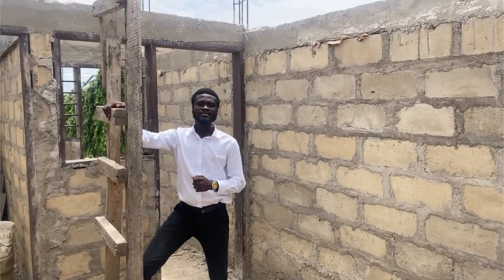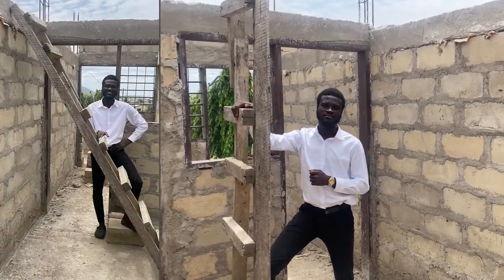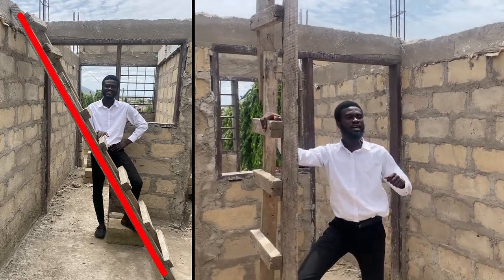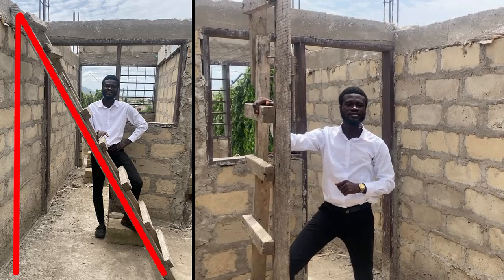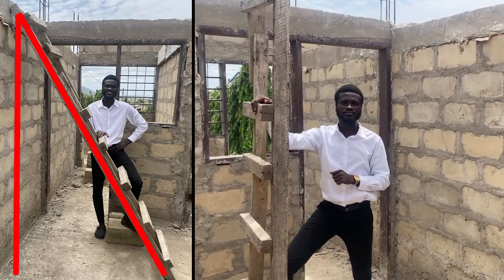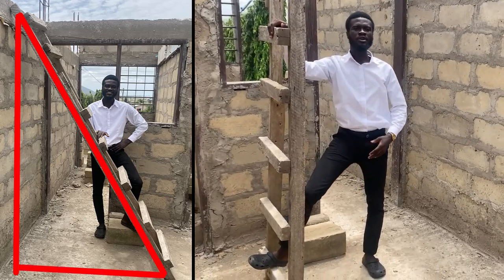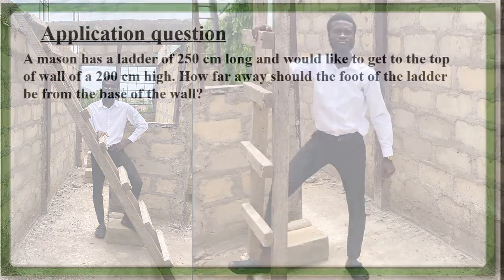Let's see how this theorem can be applied in our daily life. Considering a real-life application, a mason has a ladder of 250 centimeters long and would like to get to the top of a wall of height 200 centimeters. How far would the foot of the ladder be away from the base of the wall?